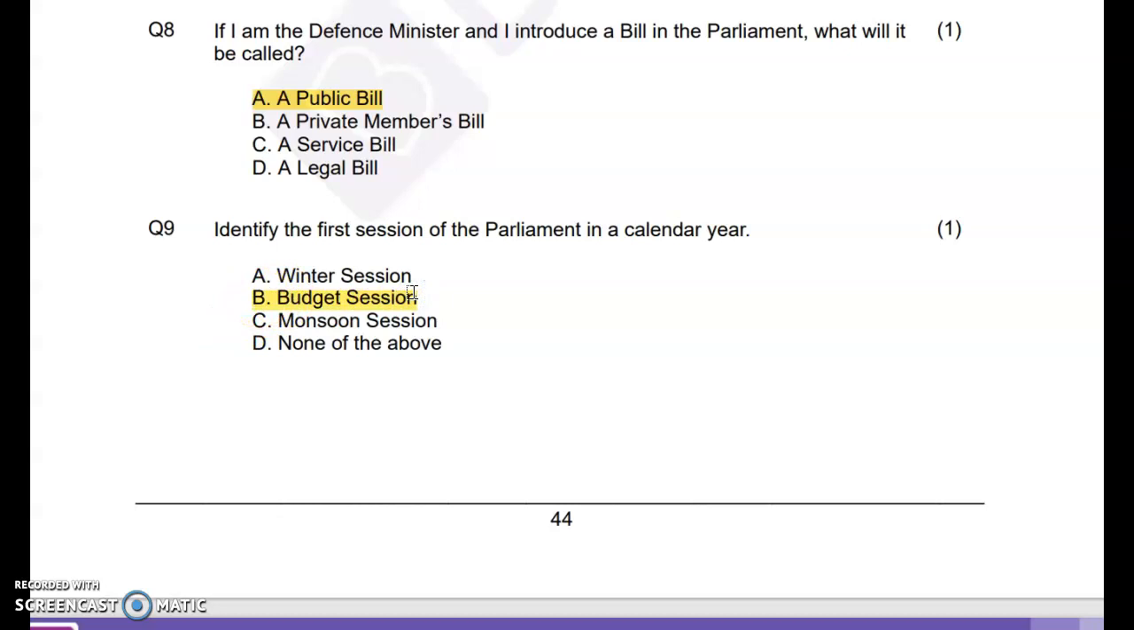See, the Parliament convenes for 3 sessions in a calendar year. The first session of the Parliament is the budget session and it runs from February to May. And then the Union budget is presented in this session. Then comes the monsoon session. It runs from July to August. The last session of the Parliament is the winter session. It runs from November to December.